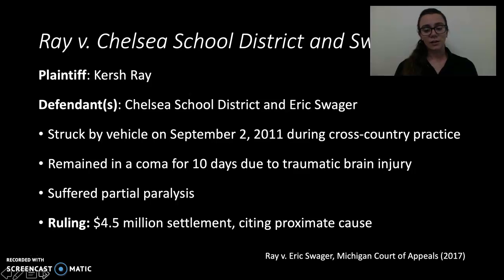Initially, Eric Swagger alleged that they weren't directly responsible because they weren't the one that hit the student athlete. However, while he wasn't the direct cause of Kirsch Ray's injuries, the courts did cite him for proximate cause for conducting the practice so early in the morning at a time in which there was such low visibility. They ruled in favor of Ray, arriving at a settlement of $4.5 million.